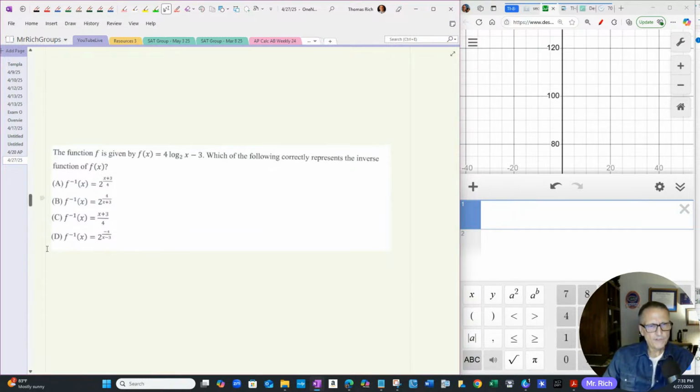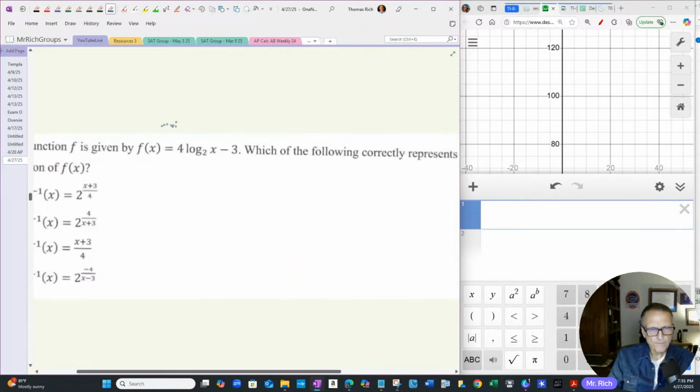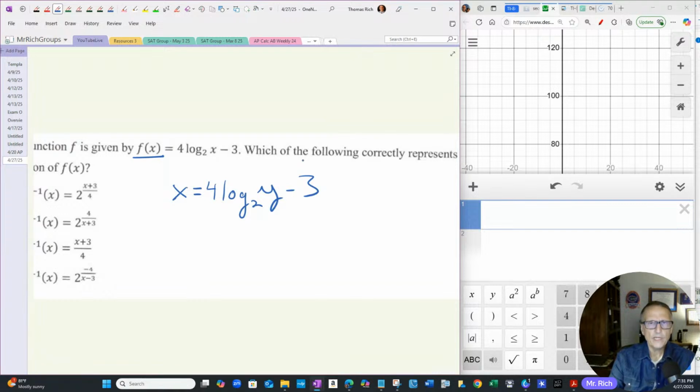This says that the function f is given by 4 log 2x minus 3. Which of the following correctly represents the inverse function? Well, we taught you way back in Algebra 2, if not before, that to find an inverse function, what you want to do is swap out the x and y variables. So since f of x is representing y, our first step is to make the equation look like this. And once you have swapped the variables, you then proceed to solve for y. Once you get done solving for y, you have obtained your inverse function of f of x.